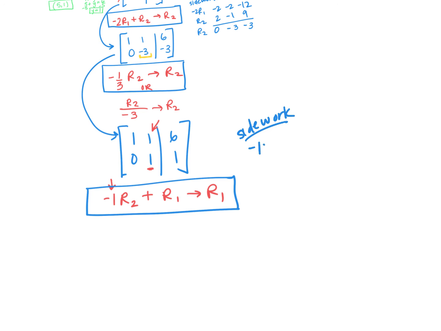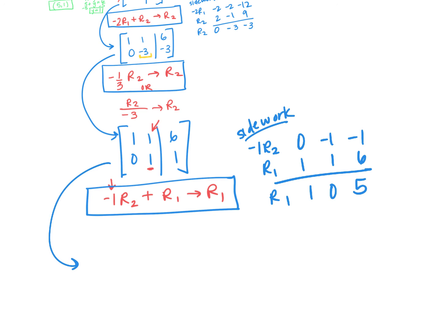So -1 times row 2 is going to be 0, -1, -1. Row 1 is 1, 1, 6. So when we combine that together, I'm going to get 1, 0, 5. So my row 1 is now 1, 0, 5. My bottom row is 0, 1, 1. Now it's in reduced row echelon form.